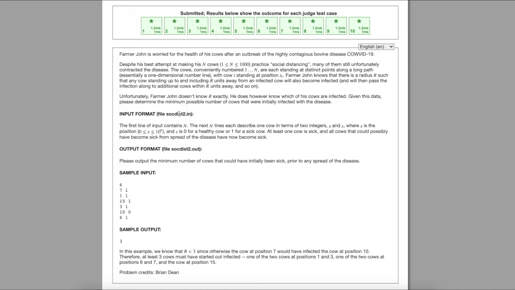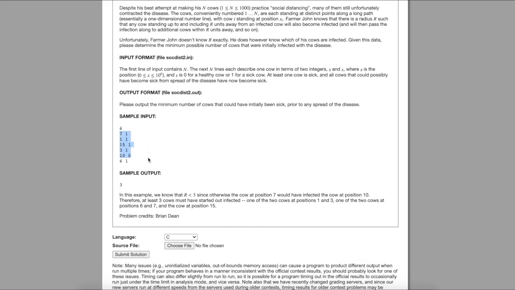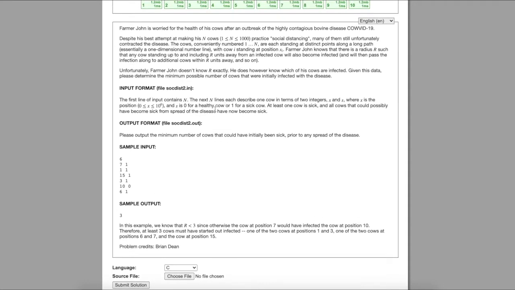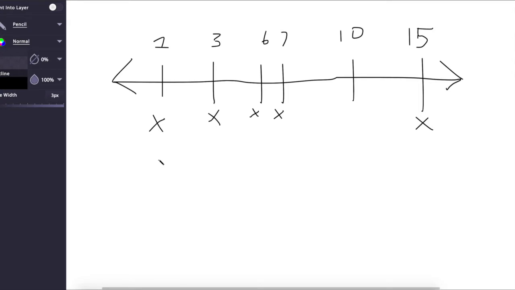So the problem is essentially asking, we have n cows on this number line and some of these cows are infected with COVID-19. So these ones would be infected. This is not infected. And the problem that we're trying to solve is the minimum number of cows that initially could have been sick prior to any spread of the disease. So for example, I could say that this one, this one, this one, and that one were all initially sick.